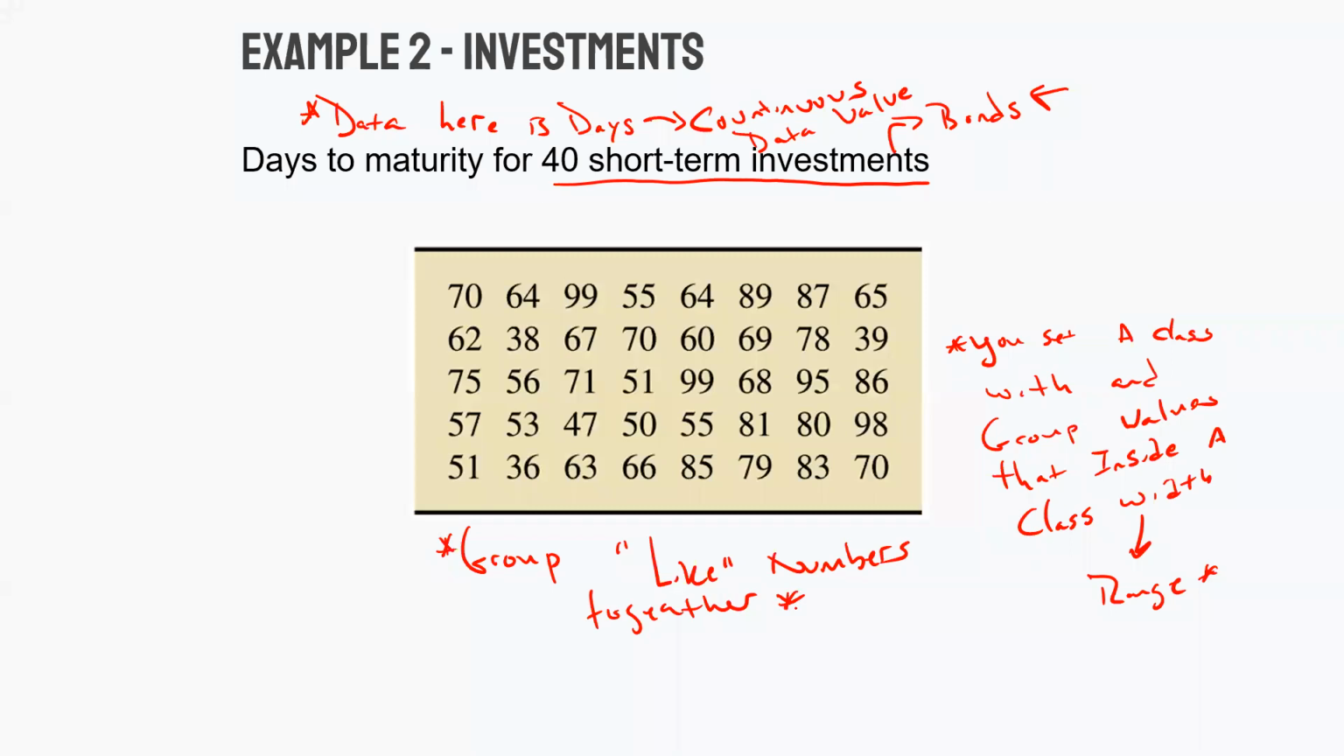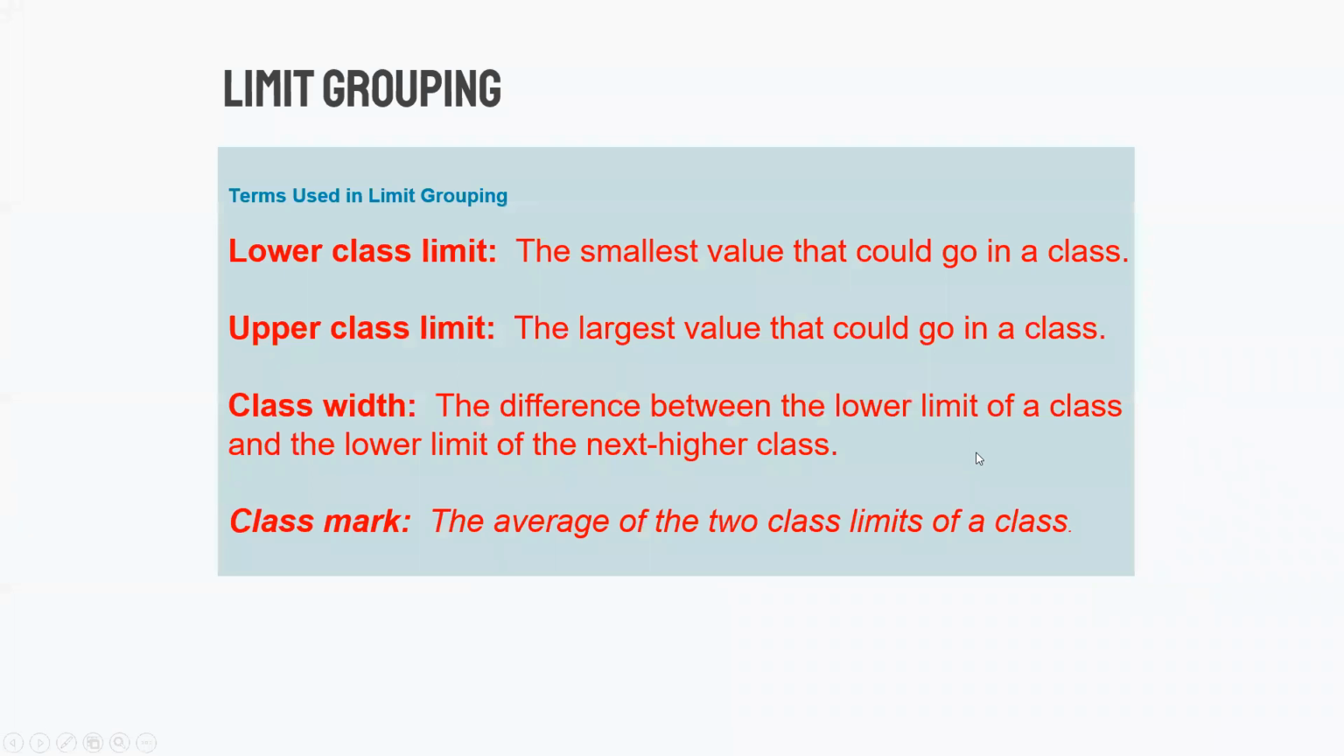So what I mean by like numbers is maybe you want to group all the 30s together, group all the 40s together, and so on like that. So the way you do this limit grouping is we're going to need to use the following terms here. We have what's called the lower class limit. It's the smallest value that could go in a class. So think about it as the starting value. The upper class limit is the largest value that could go into a class. So think about it as the ending value.